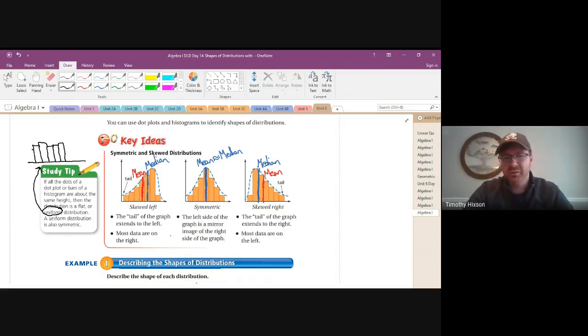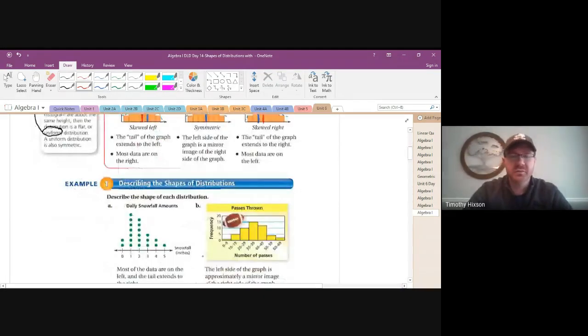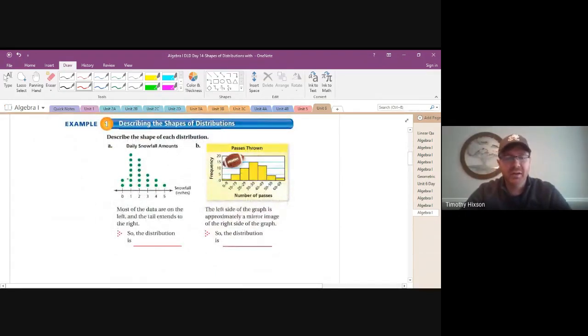Okay, so let's work through a couple of examples real quick just to identify the skewness or symmetry in several distributions. Here we have a dot plot of the daily snowfall amounts. We're not used to this in Georgia, but where I grew up in Ohio, we might see something like this. We have several days. 2 days we had no snow. One day there was 5 inches of snow. Another 2 days there were 4 inches of snow, and so on.